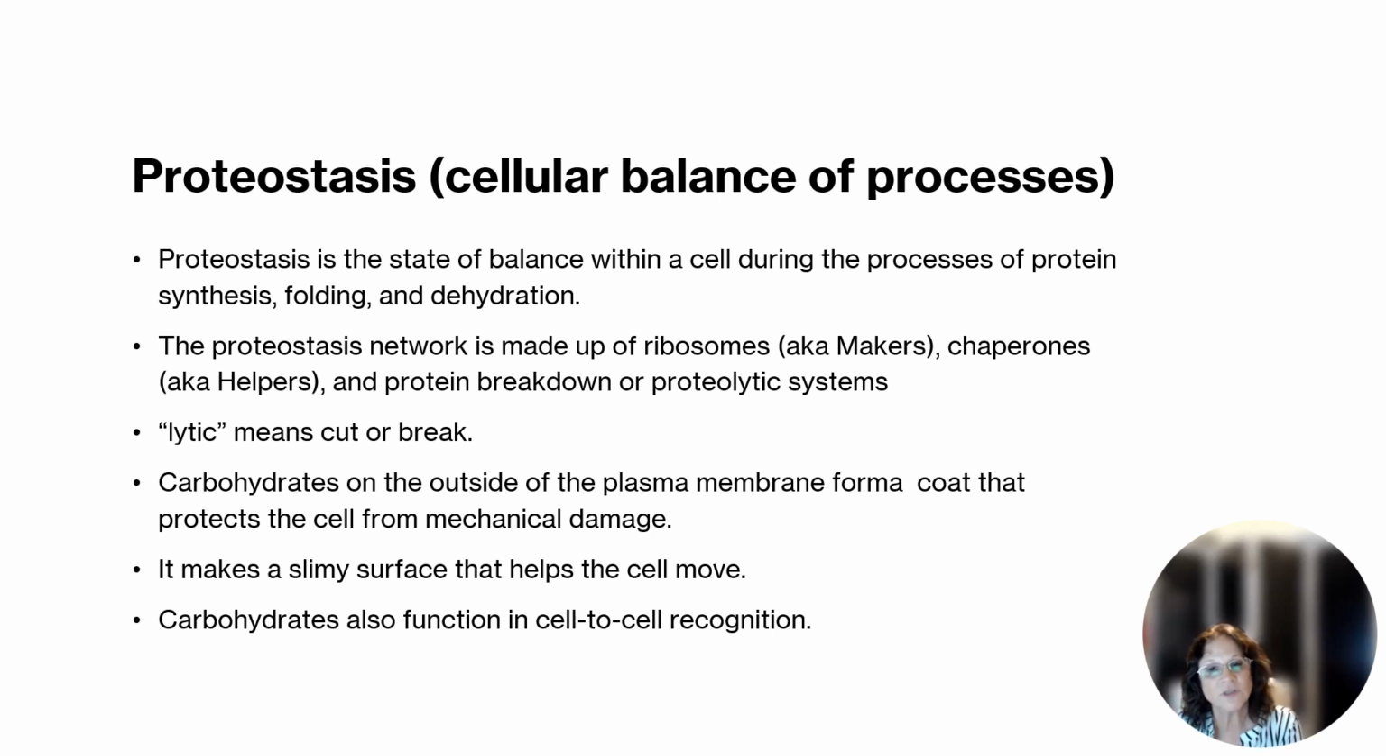The carbohydrates on the outside of the plasma membrane are going to form a coat that actually protects the cell from mechanical damage, and it makes this weirdly slimy surface that helps that cell to move too. The carbohydrates are also going to function in that process of cell-to-cell recognition, so our body isn't removing cells that we need. That's the end of this little presentation, and next you'll move on to the next one.